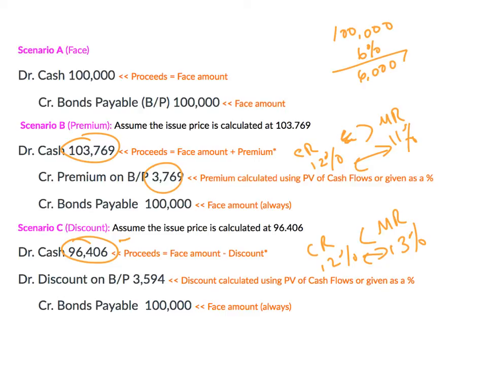Now, I won't show you the premium one. That will be in a different Excel spreadsheet, but the same process applies to discount, obviously. So I'm going to show you this one here in the next slide. And here it is, that's the amount there. Now that we know that, and we know that the face, or the payable, the liability, will be 100,000, here's the discount. I hope that was helpful.